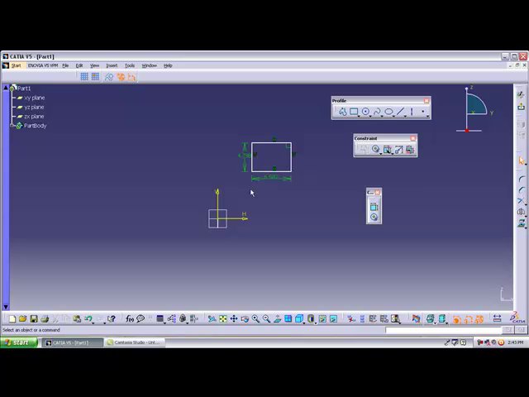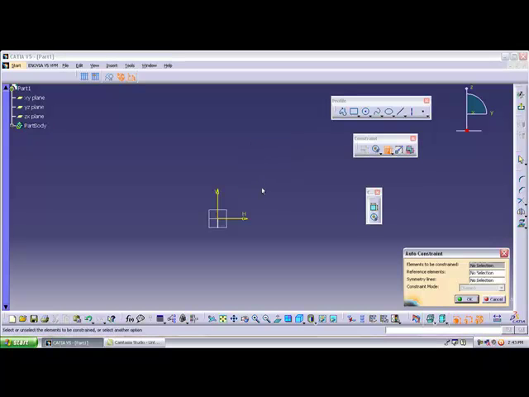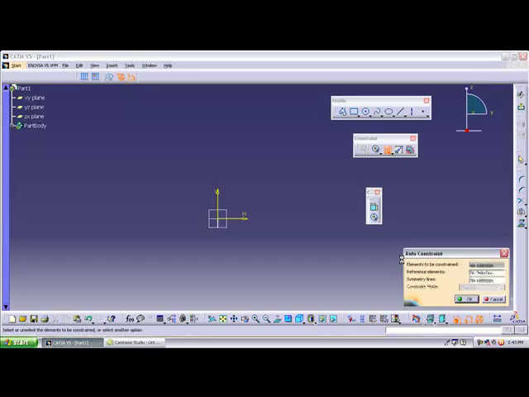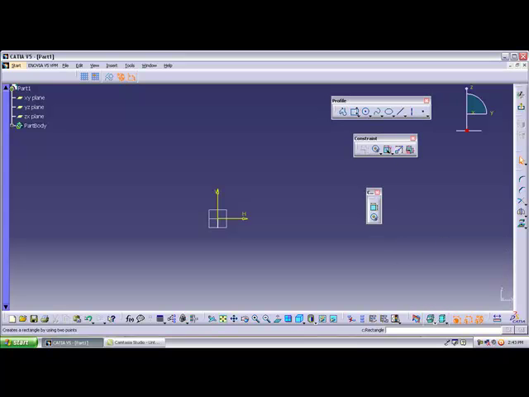When the full constraint happens, we should choose the reference also, and then only we will get the dimensions. So what you should do, nothing will happen. I am drawing one more rectangle. And after that rectangle, what you should do is select the rectangle and select the automatic constraint.